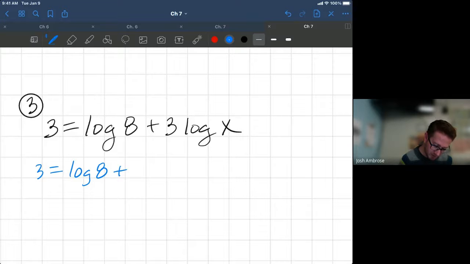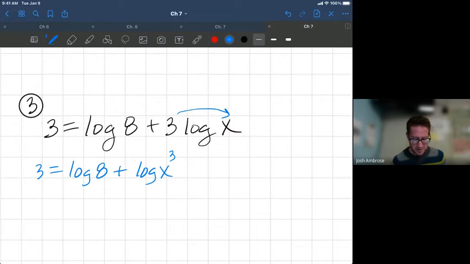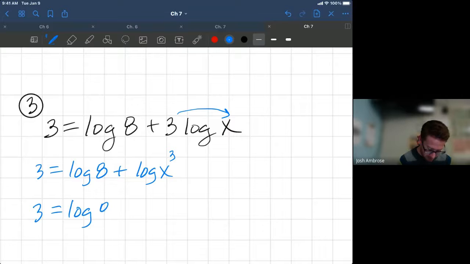And then we're going to bring that 3 right there, and we're going to go log x to the power of 3. The reason we're doing that is because we now want to use the product property. That means we are looking at a log with the same base 10. And because we are adding them, we can multiply these values right here. So we're now going to show that as 3 equals log 8x to the 3rd power.